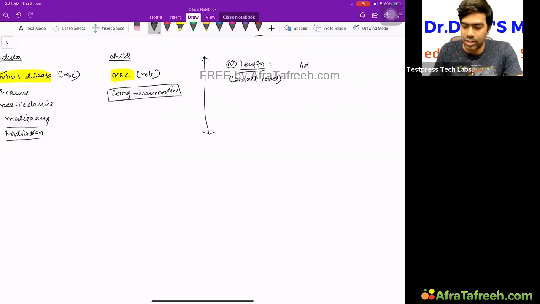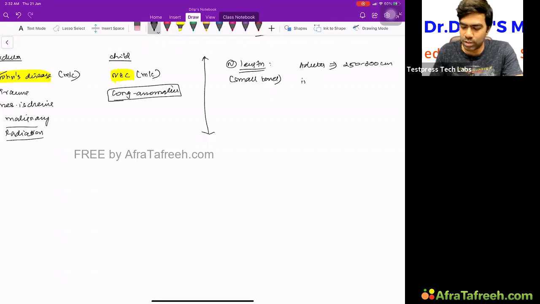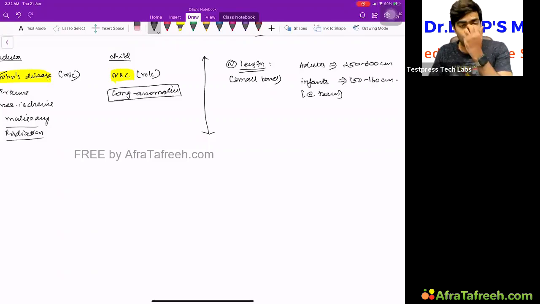In adults it's different, in children it's different. In adults, it's approximately 250 to 800 centimeter. This is the normal length of small bowel in adults, like 2.5 meters to 8 meters almost. But in infants, because necrotizing enterocolitis is very common in preterm infants, so in infants, especially newborns at term, they'll be around 1.5 to 1.6 meters, which means 150 to 160 centimeters. This will be the length of the bowel.